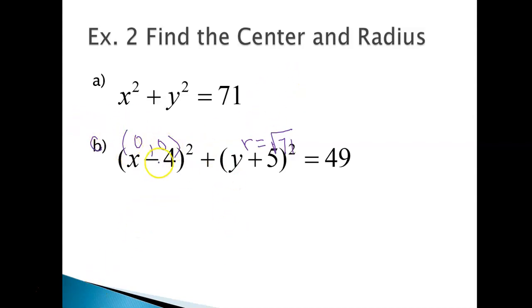Now I've written all over it, but I can see here that h is equal to 4 and k is equal to -5. This would have been y minus -5 to get that plus in there. So the center is at 4, -5. The radius is going to be the square root of 49, which is equal to 7.